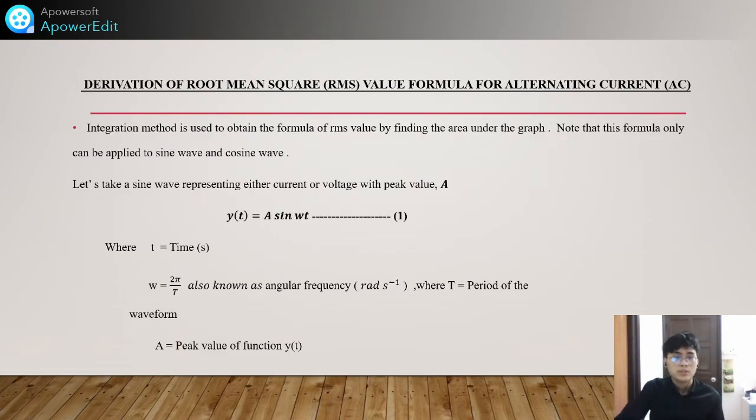So now I'm going to show you the derivation of the root mean square value formula for alternating current. The integration method is used to obtain the formula of RMS value by finding the area under the graph. Note that this formula can only be applied to a sine wave or cosine wave. So now let's take a sine wave representing either current or voltage with peak value A. This is the equation that we are going to use: y(t) equals A sine wt. T means the time, w means the angular frequency, and A means the peak value of function y.